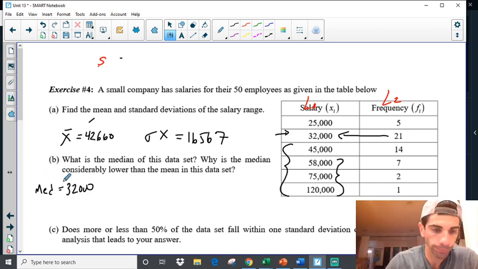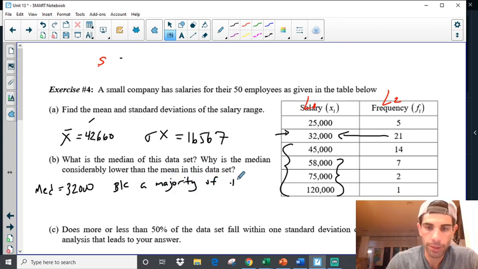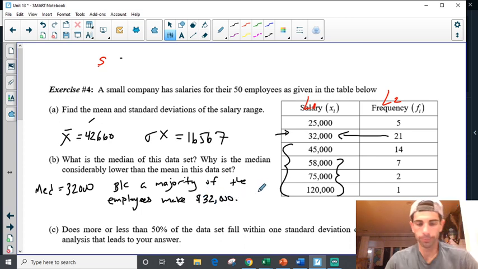Okay. So why is the median considerably lower? Because a majority, it's almost half, of the employees make $32,000. Then remember that the mean got pulled up by these rich folk up here.